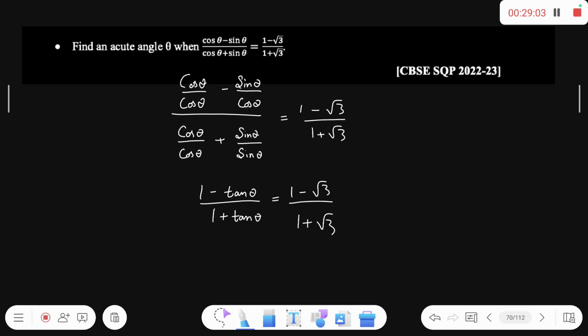As you know, for this equation to be true, tan theta must be equal to root 3 or theta must be equal to 60 degree. This is a much shorter way to do it.